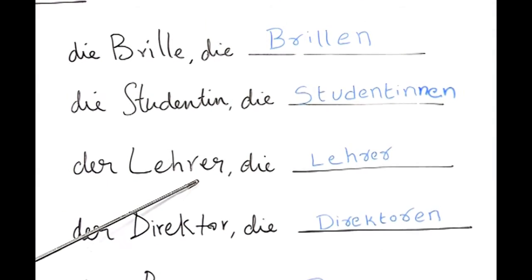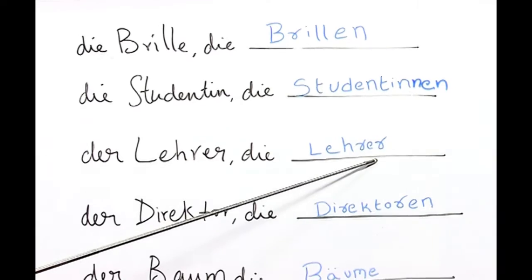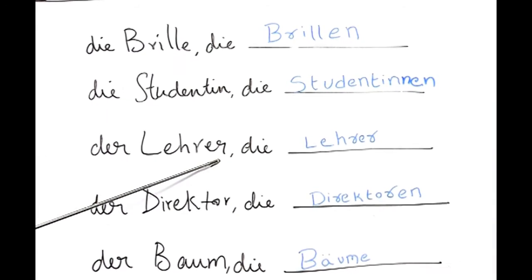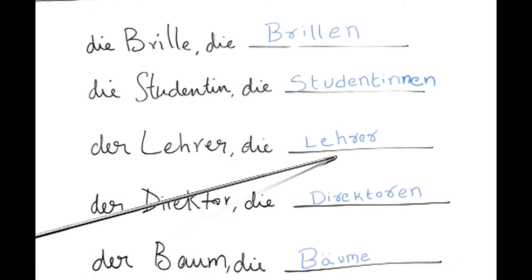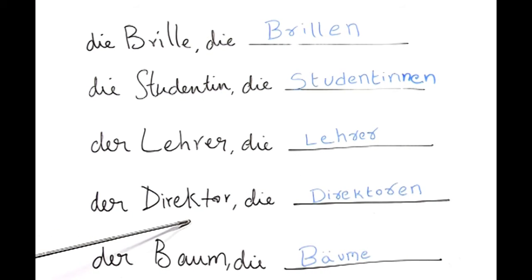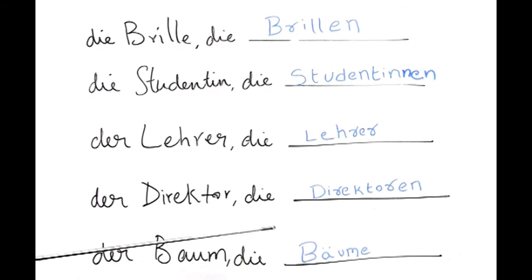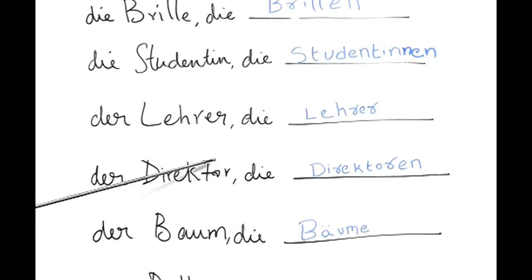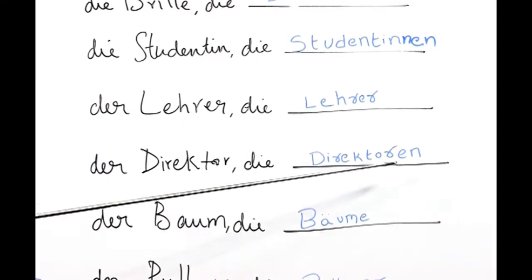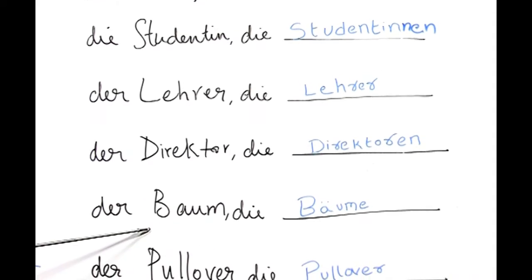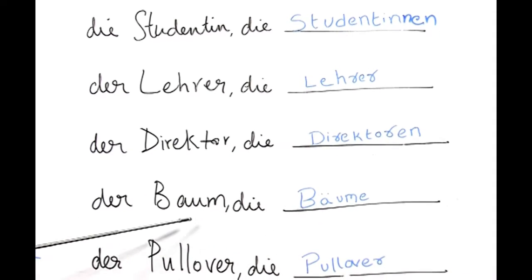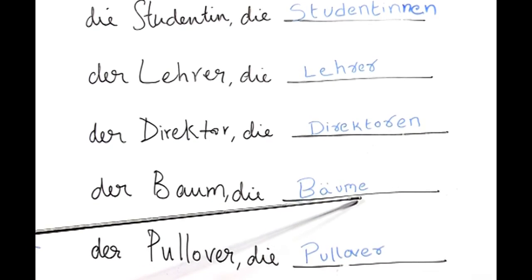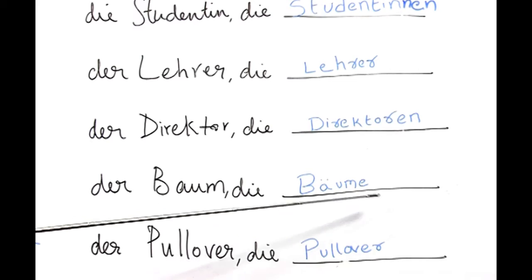Der Lehrer, which means a male teacher, die Lehrer. If you remember, nouns which usually end with ER or AR, they have the same plural form and they do not undergo any change. Der Direktor, which means a male director, die Direktoren is the plural form, and nouns which usually end with OR, they usually have the plural form with EN. Der Baum, die Bäume. As you can see here, the A is replaced by A umlaut, and in addition in the plural form the E is added.